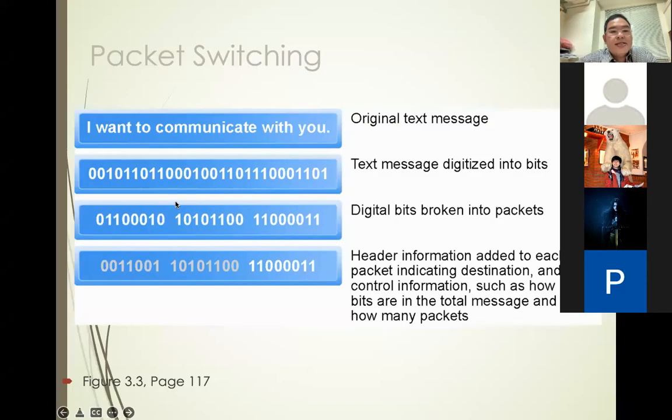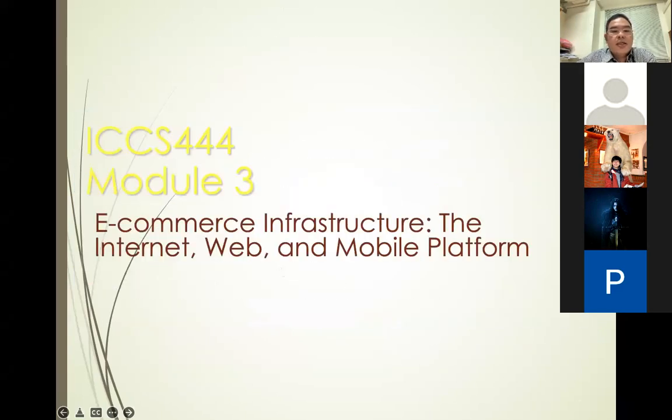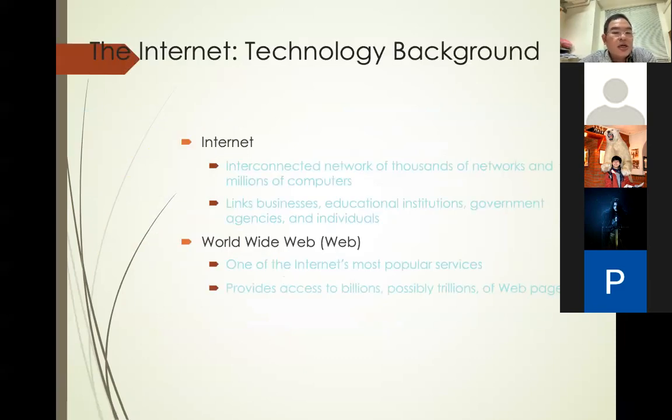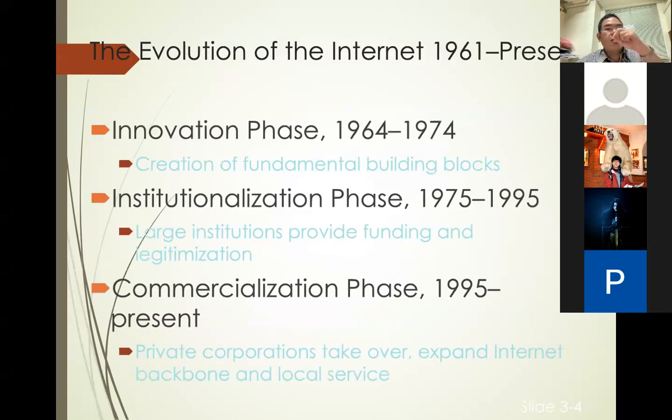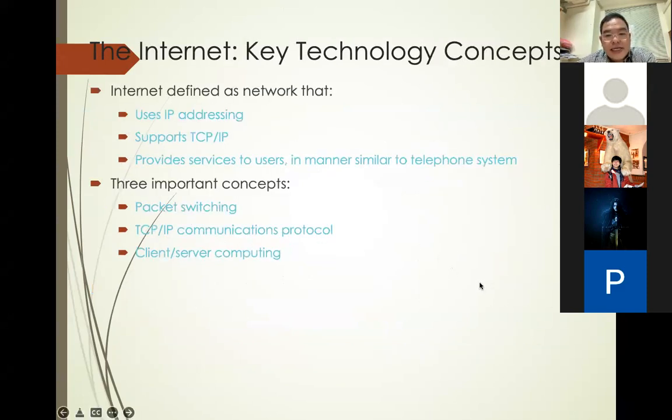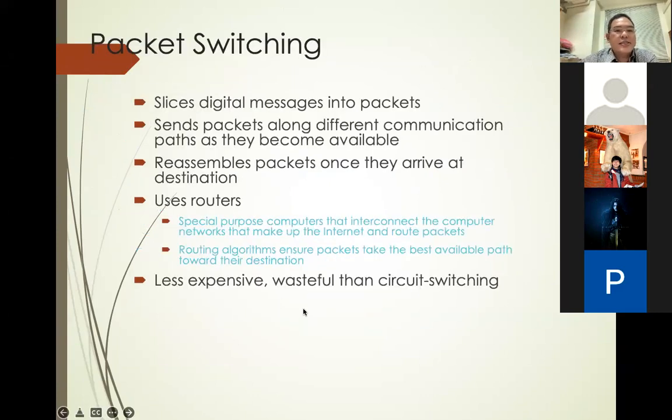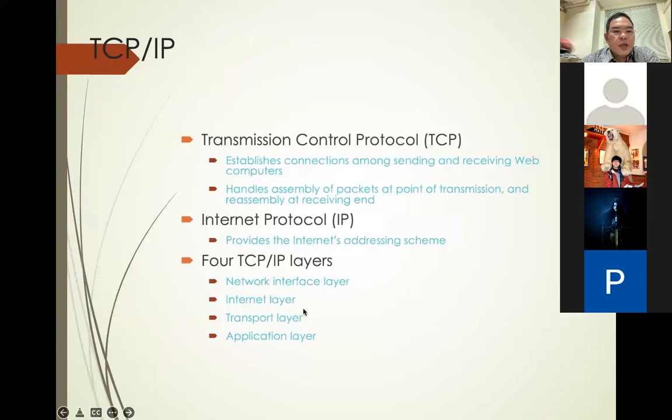Okay, let's see what we studied in the last class. In the last class, we talked about infrastructure and the things that we have to use for our e-commerce, like the internet, web, and mobile platform. Last time we talked about the internet, the World Wide Web, and the evolution of the internet from 1961 until now. We talked about the key technology concepts in the internet that support the technology for e-commerce nowadays.